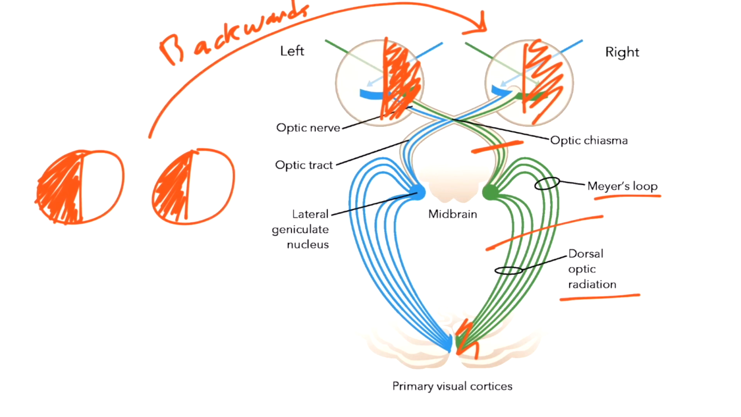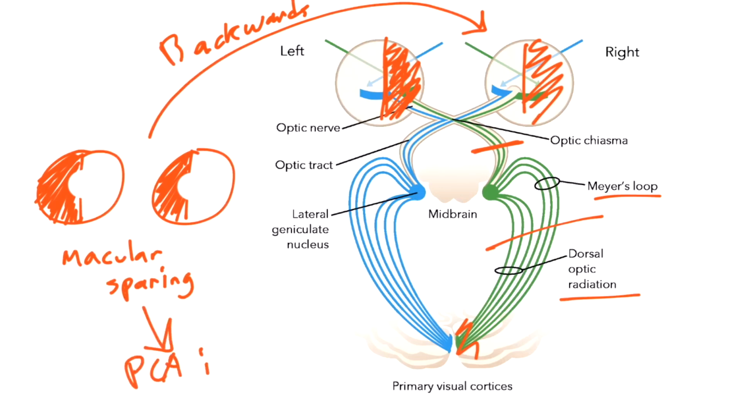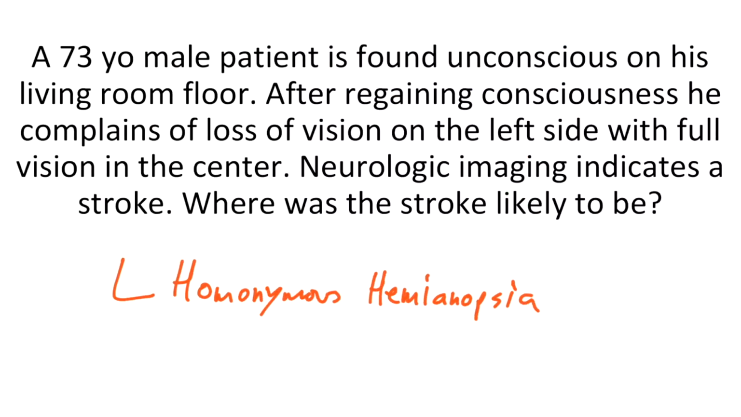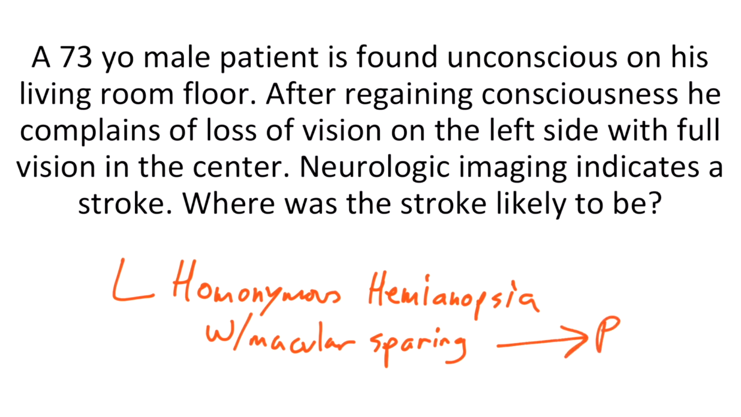He also stated that he can see the center just fine. In other words, there's sparing of the macula. So in other words, this is macular sparing. So this implicates a PCA infarction, which means we're thinking that the right occipital lobe is what was damaged. So going back to our question, in a patient with left homonymous hemianopsia with sparing of the macula, the patient has likely had a PCA infarct, which is where we think the stroke is.